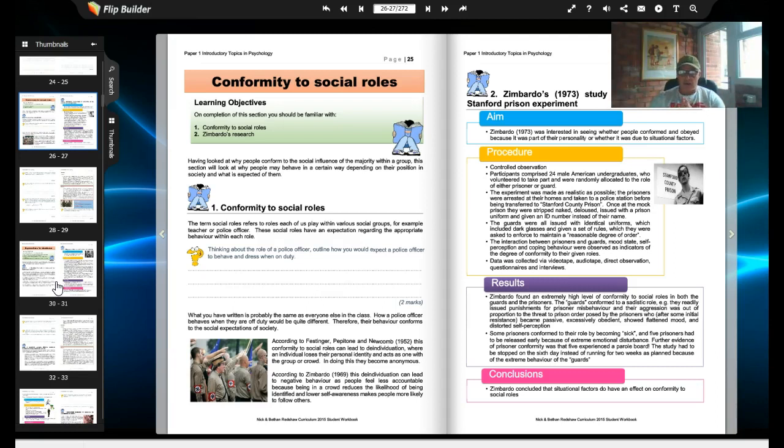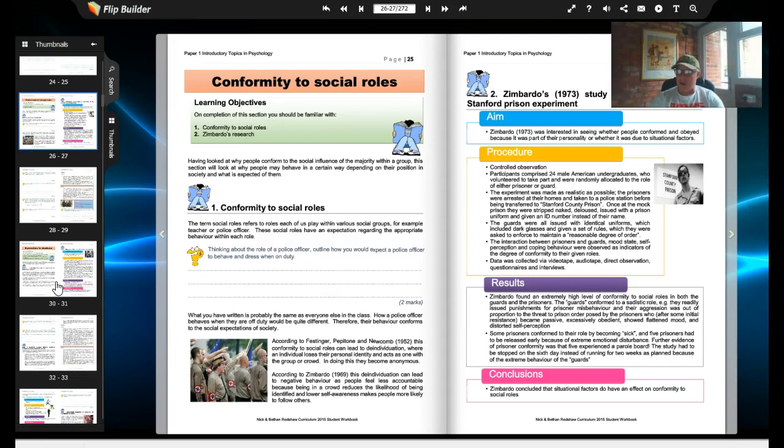So moving on, what you've written is probably the same as everyone else in the group. How a police officer behaves when they are off duty would be quite different. Therefore, their behaviour conforms to the social expectations of society. According to Festinger, Pepitone and Newcomb in 1952, this conformity to social roles can lead to de-individuation, where an individual loses their personal identity and acts as one with the group or crowd. In doing so, they become anonymous.